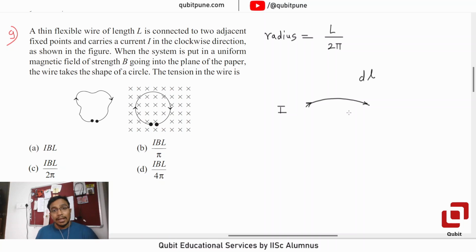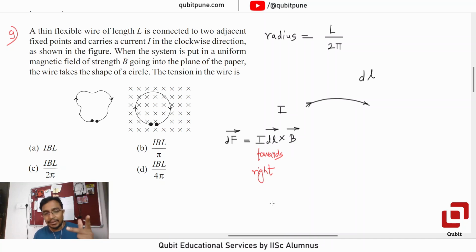Now, in which direction will the magnetic force be? Can you tell me? Let's call it df bar, which is I dl bar cross B bar. Now look, I dl bar is towards right, because that is along the tangent. What about the field? Field is towards the screen.